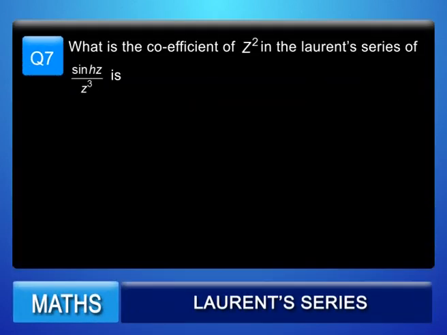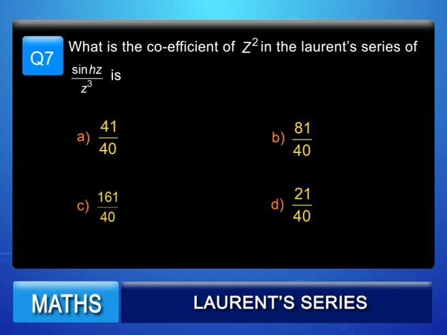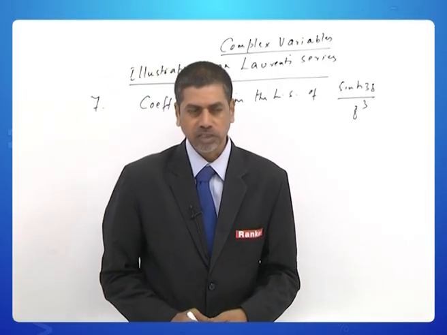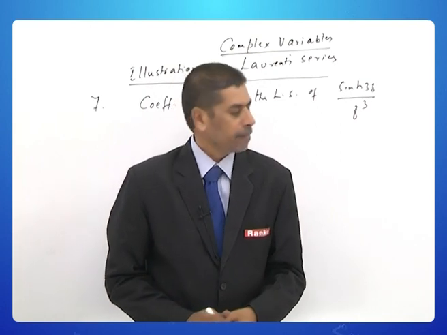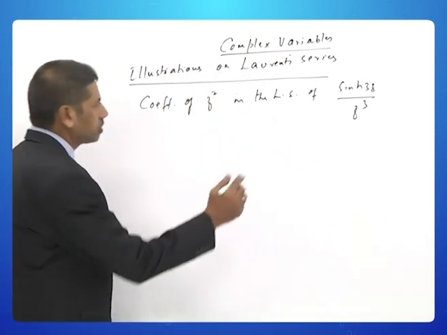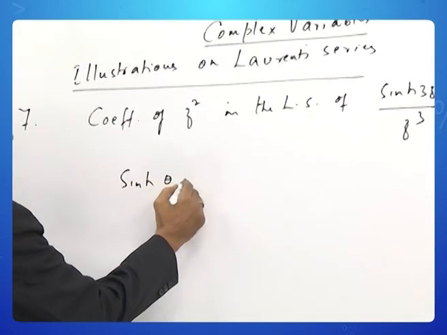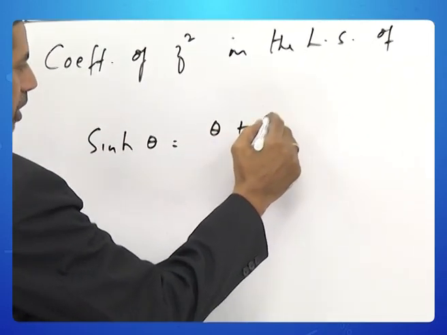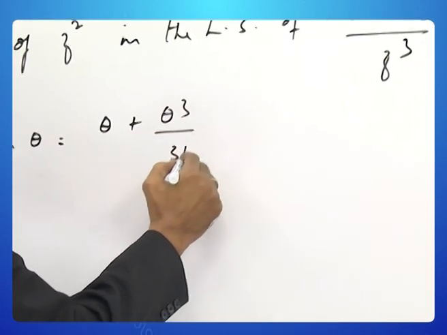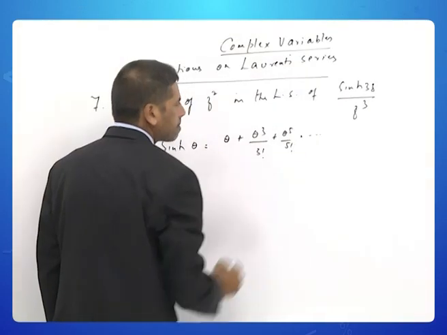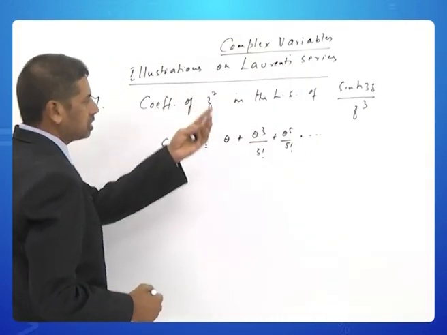Question number 7. What is the coefficient of z squared in the Laurent series of sine hyperbolic 3z by z cube? All of us know complex functions can be expanded in Laurent series given a certain domain. Now let us look at this one. We know sine hyperbolic theta has an expansion theta plus theta cube by 3 factorial plus theta power 5 by 5 factorial and so on. So here theta is 3z.